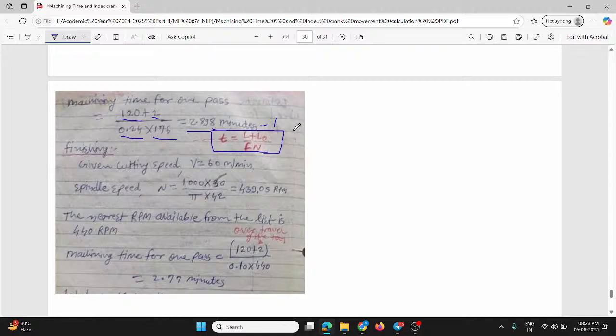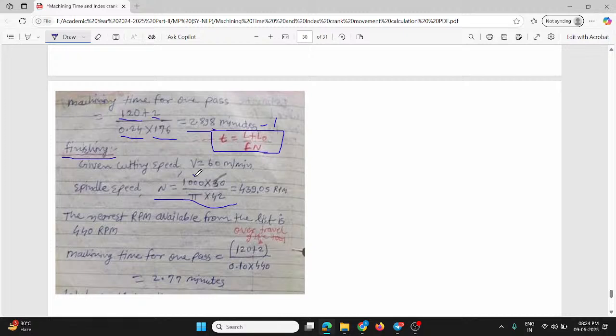How many roughing passes are going to be there? 2 roughing passes we have calculated. So this multiplied by 2 will be the machining time for the roughing cut. Similarly, you have to calculate for the finishing cut. As usual, you know the cutting speed formula, V equals pi D N divided by 1000. From that you can calculate N, so N equals 1000 multiplied by V divided by pi into D.